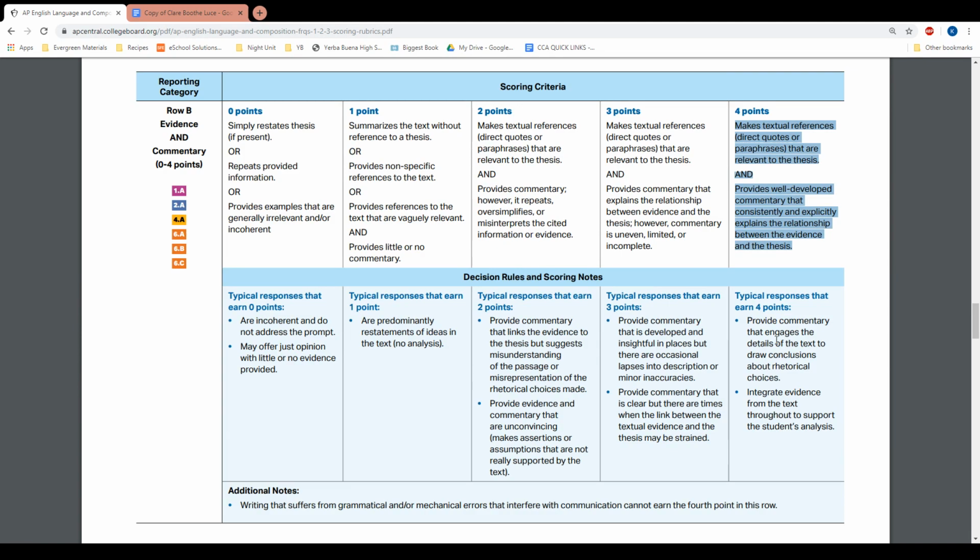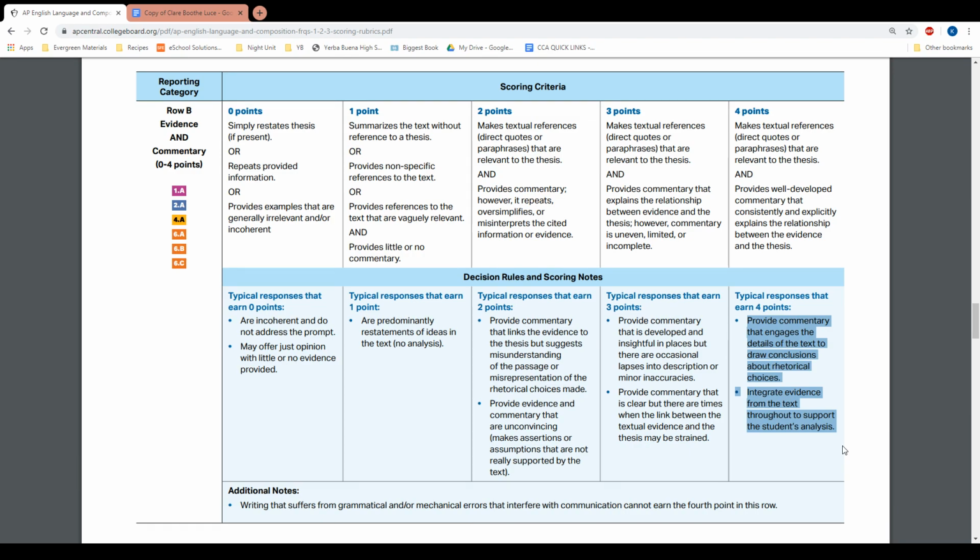And you have to provide well-developed commentary that consistently and explicitly explains the relationship between the evidence and the thesis. So in this case, it has to not only be relevant evidence that you've brought in, but you have to explain why it's relevant, and also rhetorically what she's doing. It's a bobbing and weaving in terms of bringing the information in, explaining it back to the thesis, but also in the body paragraph explaining it for itself. At the same time, this is what they're grading you on. They are going to grade you based on the fact that you provided commentary that engages the details of the text to draw conclusions about rhetorical choices, meaning you can't just drop a big quote and say, here's what I mean, and hopefully you can infer why I brought this quote in.